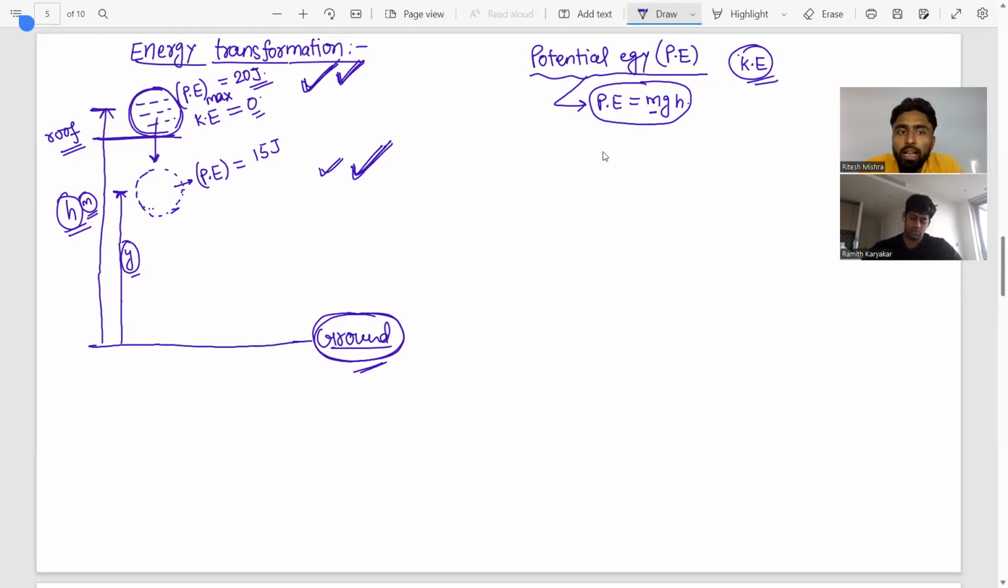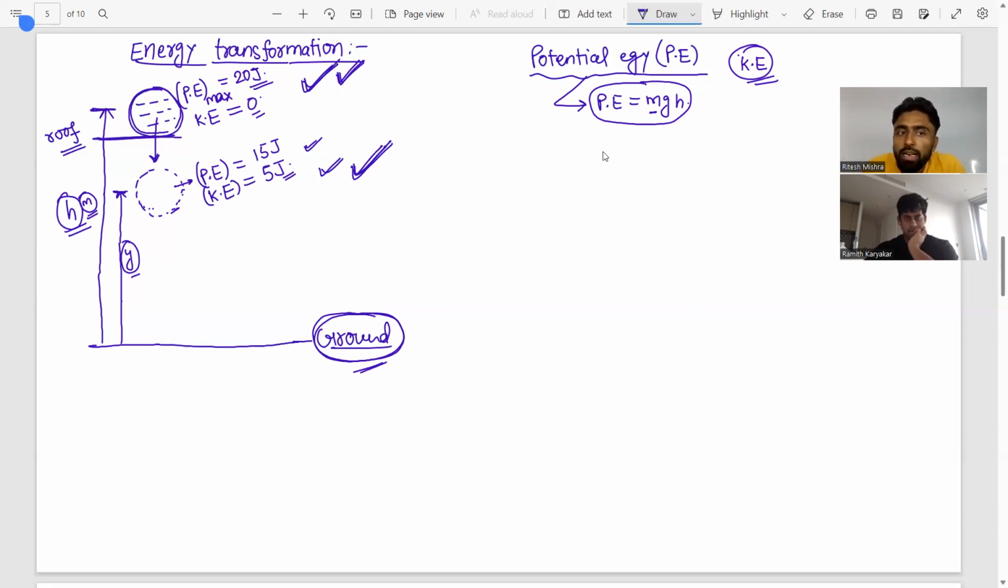So kinetic energy at this position of this body will be 5 joule. You can see at both the positions, total energy is constant. At the top, total energy is what? 20 plus 0, that means 20. And at the second position also, total energy will be 20 joule because total energy remains conserved.